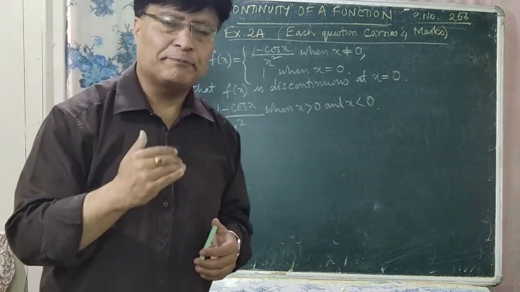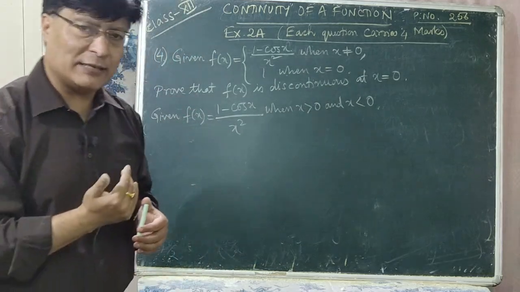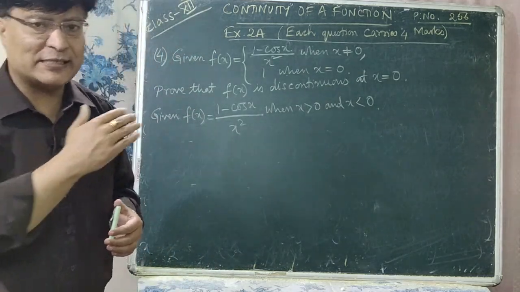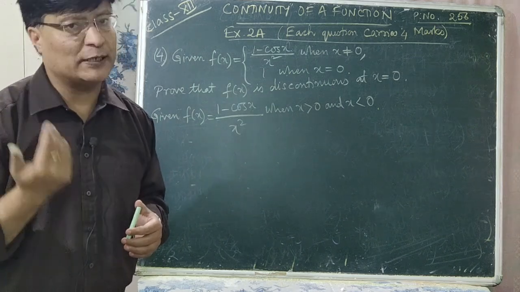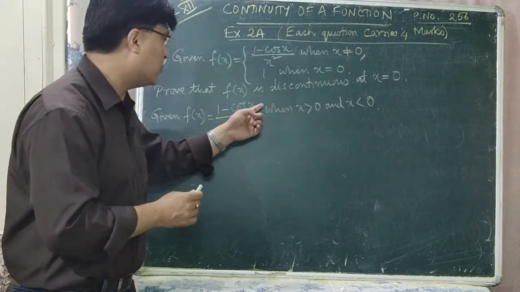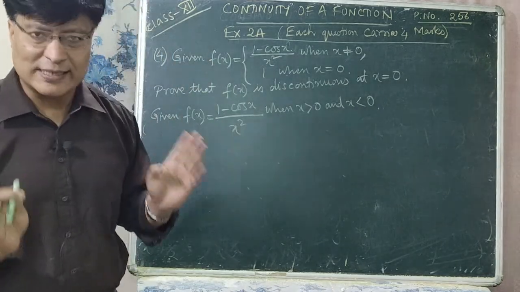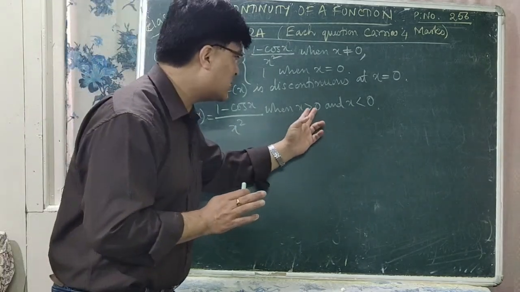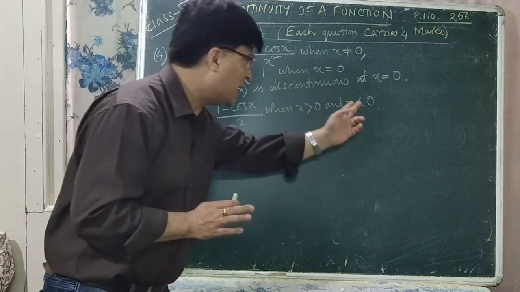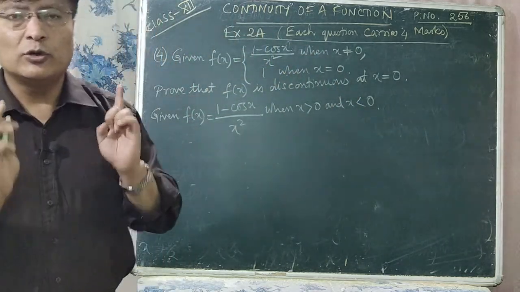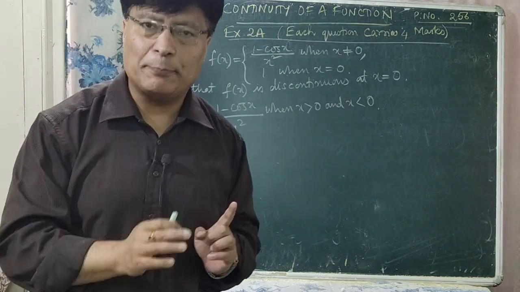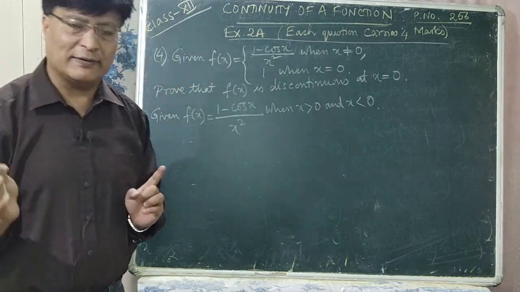So if we find the separate left hand limit and right hand limit, we get the same value. Whatever the right hand limit comes out, the left hand limit also comes out the same, because we are using the same function. Is that clear? So when x is greater than 0, we are using this function. When x is less than 0, we are using the same function. So in this case, no need of getting the separate right hand limit and left hand limit.